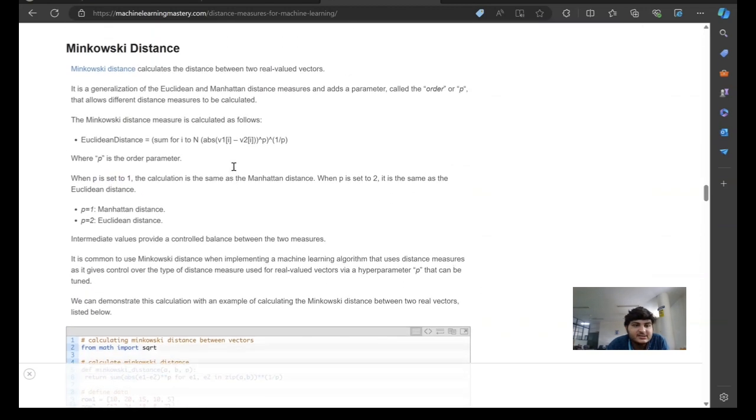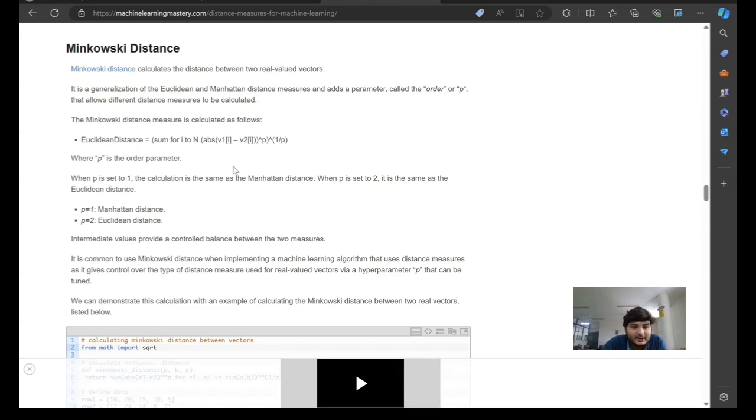The third one is Minkowski distance. This distance calculates the distance between two real valued vectors. The distance measure is calculated as follows. Generally, it uses Euclidean distance, but it has 1 by p, where p is the order parameter.